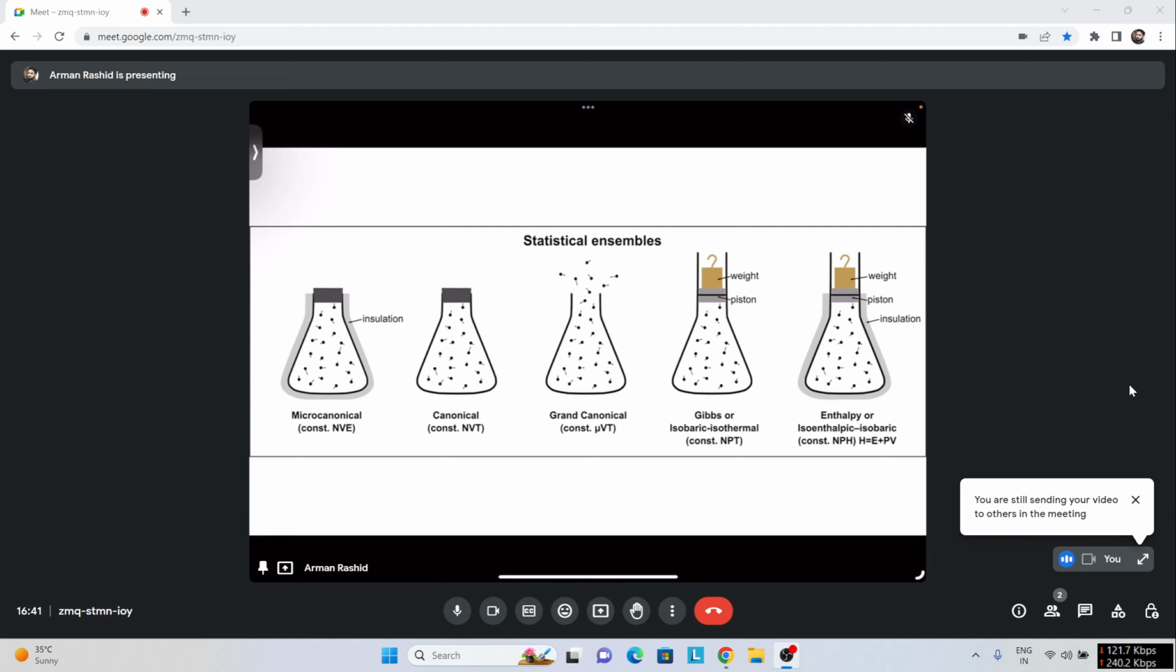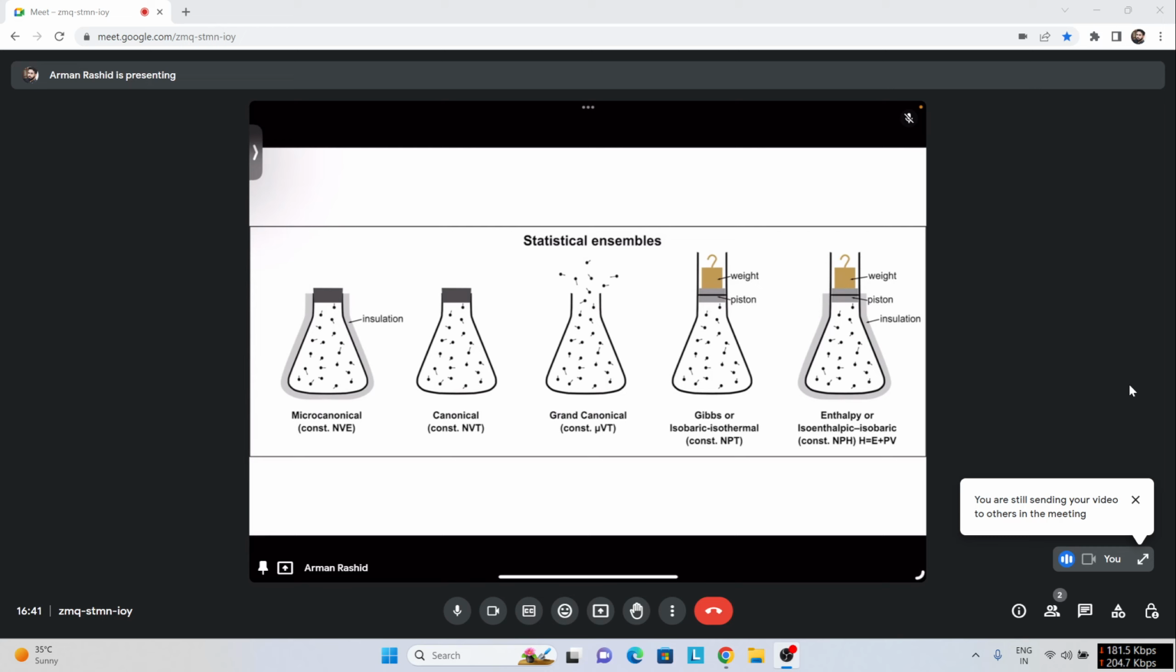So then we have a grand canonical ensemble. In the grand canonical ensemble, we'll have a change in the number of particles as well. As a result, the chemical potential will remain constant, volume will remain constant, and the temperature will remain constant. So this is the grand canonical ensemble. These different kinds of ensembles are used to determine different properties of different systems, depending upon how they interact with our surroundings.